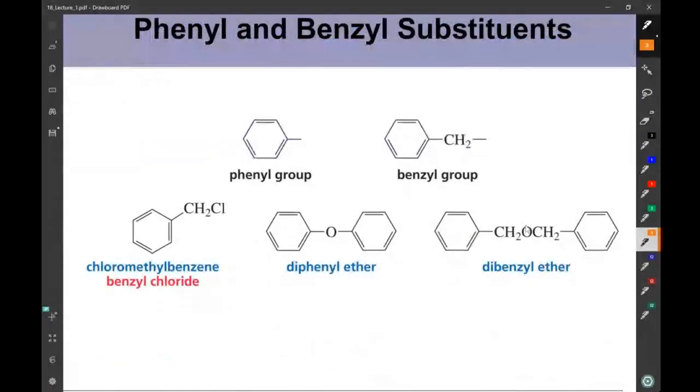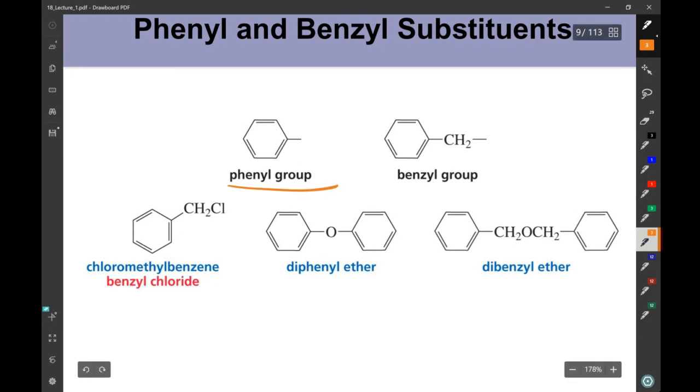In terms of substituent in the benzene ring, there are two types of substituent. You have the phenyl group, which is just a benzene ring. Usually I will abbreviate my phenyl group as Ph. So henceforth, if you see me writing Ph, you know that I'm talking about the phenyl group. And the phenyl group is made up of 6 carbons. Then you also have the benzyl group, which is made up of 7 carbons.